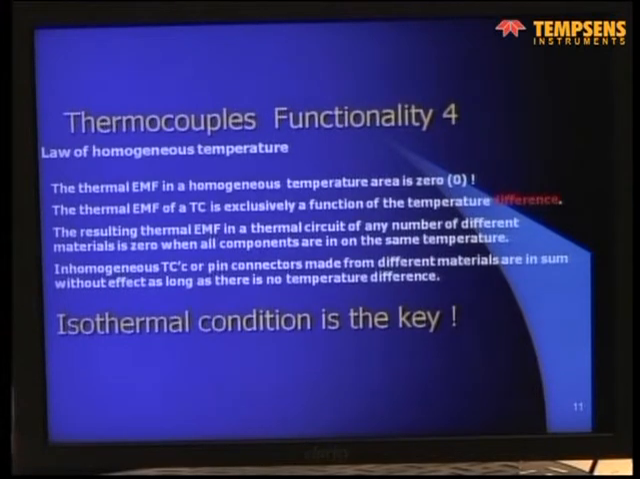The resulting thermal EMF in a thermal circuit of any number of different materials is 0 when all components are at the same temperature. Homogeneous TCs or pin connectors made from different materials are in sum without an effect as long as there is no temperature difference. Practically, it is the reverse.